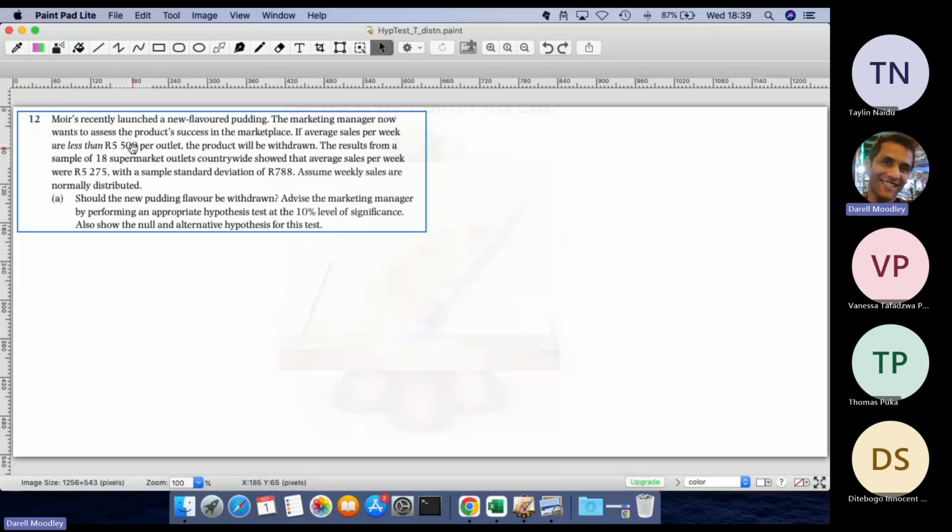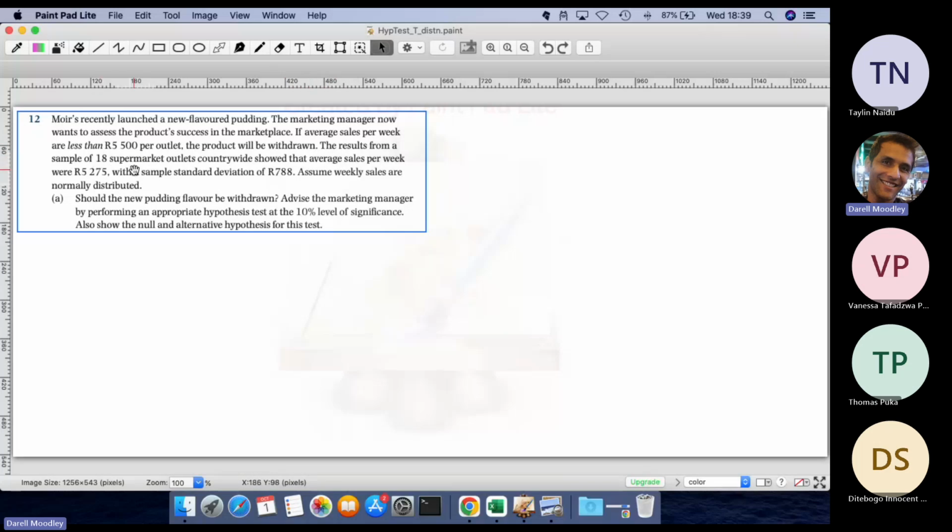Okay, so that means if the sales is less than that amount, then it's underperforming, and then they'll withdraw the product. Okay. So now you can see how this kind of hypothesis testing can be very applicable to the real world, because it can either make or break a product. Your decision will be based on a hypothesis test. All right, so let's continue reading.